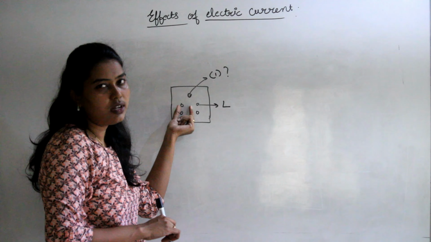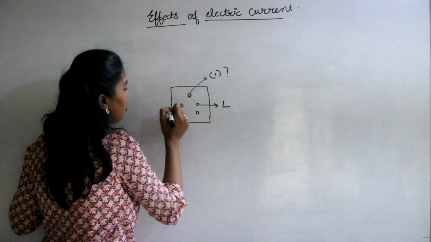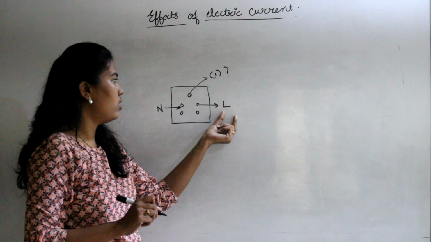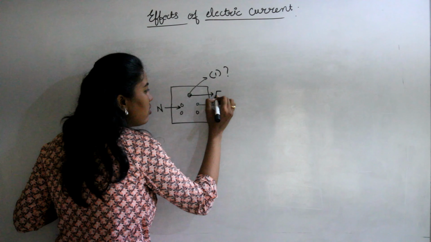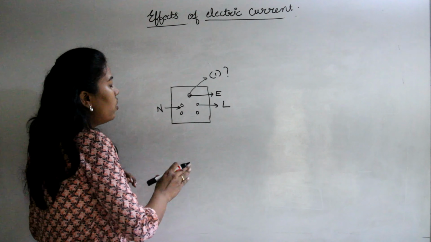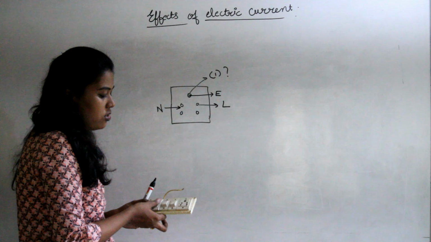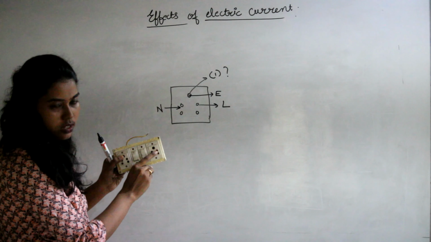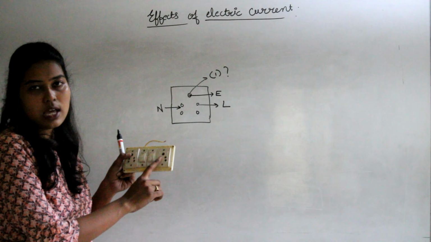And the other terminal, through which the current is not flowing, is called a neutral terminal. This is a neutral terminal and this is a live terminal. And this terminal is called an earth terminal. So I have got here something to show you how this terminal looks like. So this is a live terminal.